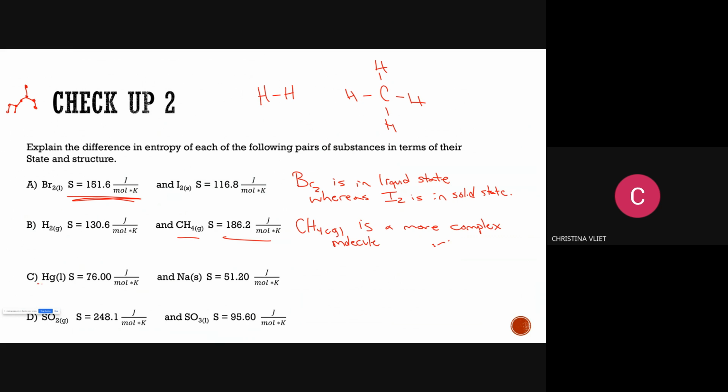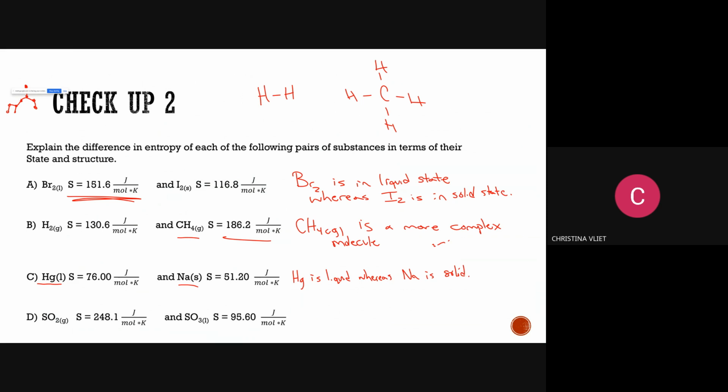Hg liquid versus Na solid. Hg liquid is higher. Why? So Hg is liquid, whereas Na is solid. We could increase the entropy of sodium real quick by throwing it in some water, but not in its current state.